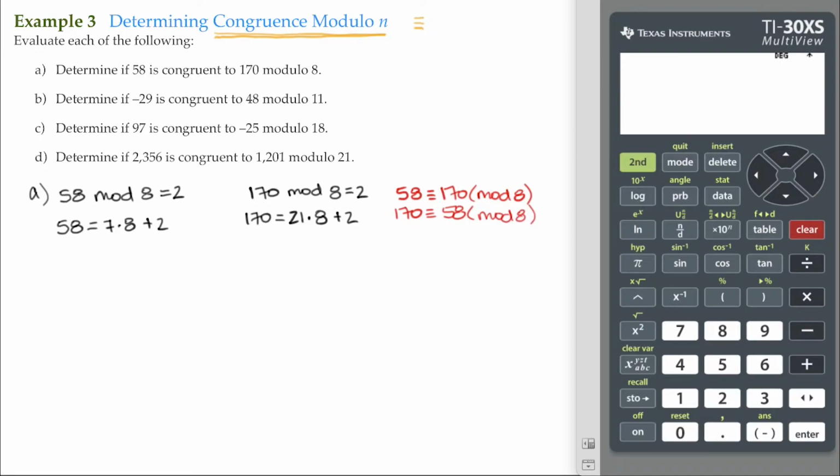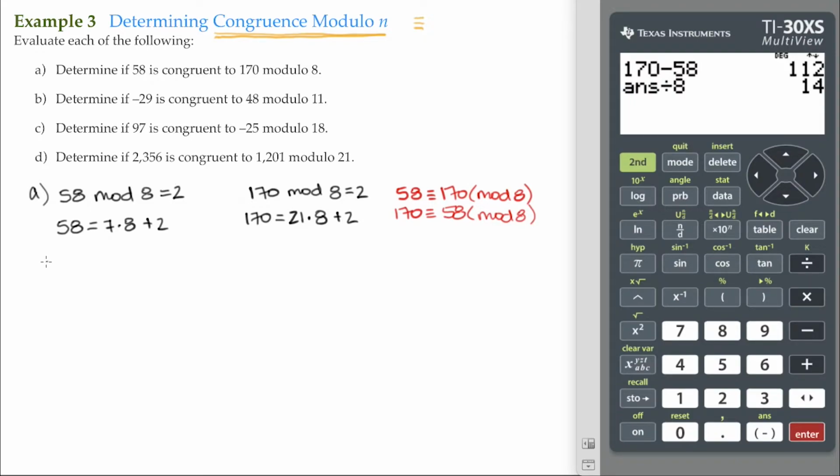Now there is a way to check, and that is if we take the difference between our dividends here and divide it by 8, 8 should divide into it equally. So if we take 170 minus 58, that's equal to 112. If we then divide that by the modulus of 8, that's 14. So 8 times 14 will give us 112, which is the difference between these two. So we know that we did our process okay.